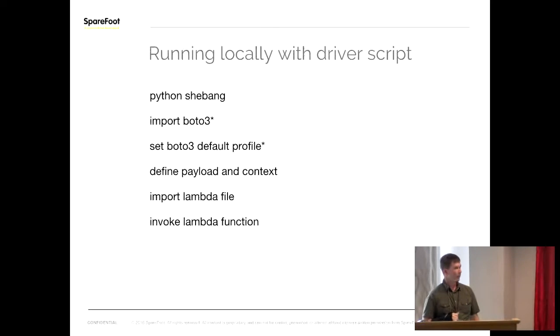You want to define a payload and context for your local invocations that are similar, just enough to get your application running. Just totally duck type it, just put in the fields you need. We're either going to import our Lambda file and then invoke it. One thing you also need to do is chmod it executable for your driver script. Otherwise, you'll have to type more. You'll have to type Python blah blah instead of just calling the script.